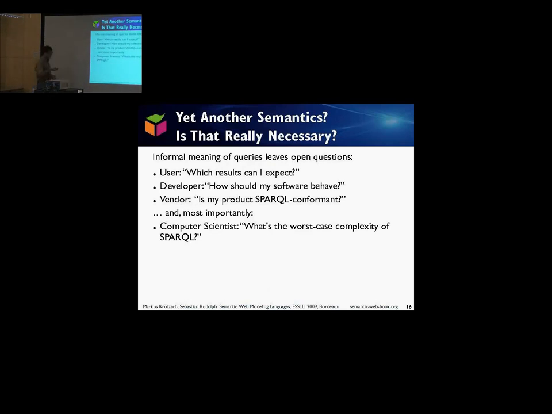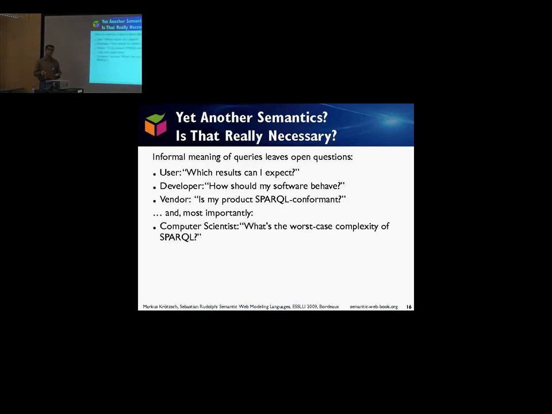The informal meaning of all these queries often leaves a lot of questions, like what kind of results can I expect from my queries? How should my particular software behave, because some of the questions are left unanswered? Then, is my product Sparkle conformant?